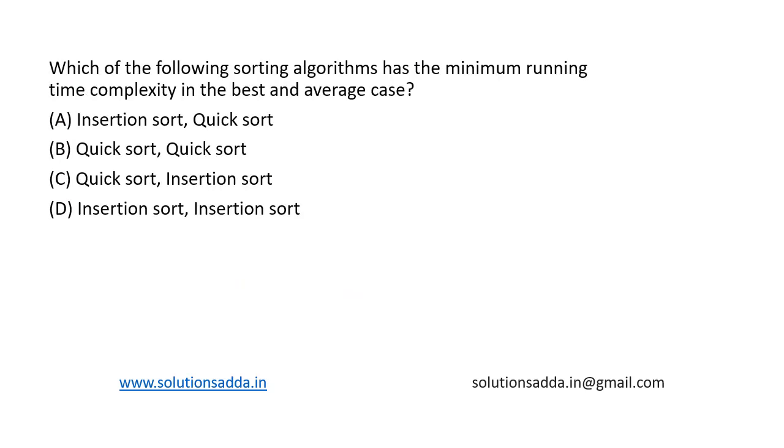This is a question from algorithms. Which of the following sorting algorithms has the minimum running time complexity in the best and average case? The options are combinations of insertion sort and quicksort. So the question is asked regarding minimum running time. Let's write the best and average case of insertion sort and quicksort.